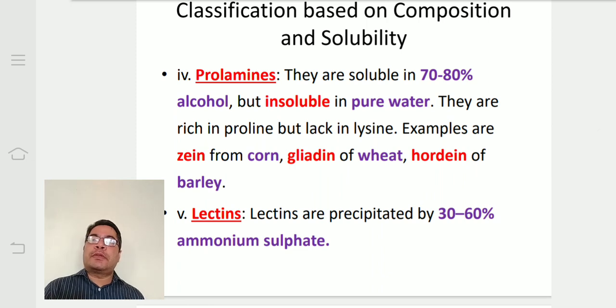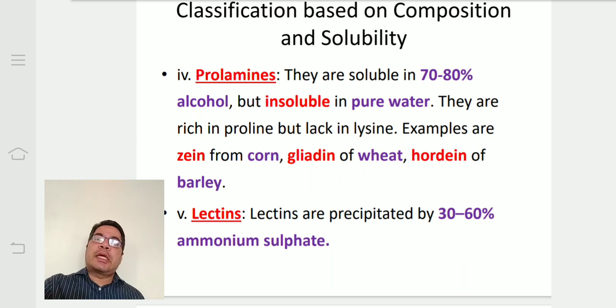Fourth one is prolamins. They are soluble in 70 to 80% alcohol but insoluble in pure water. They are rich in proline but lack lysine. Examples are zein from corn, gliadin of wheat, and hordein of barley.